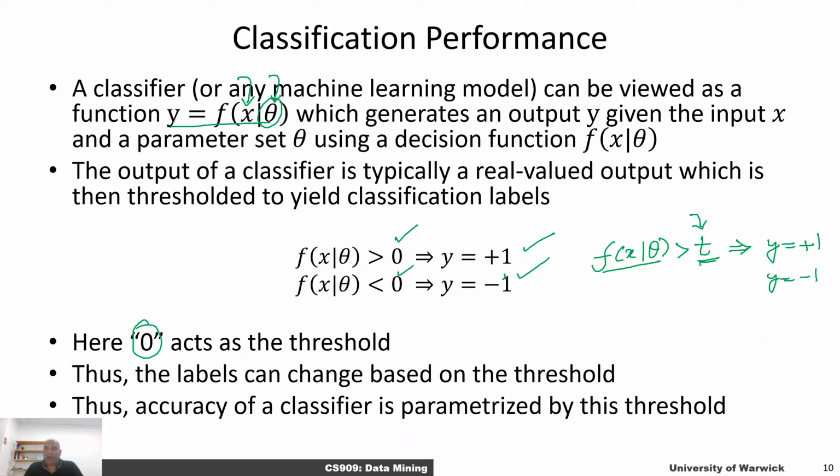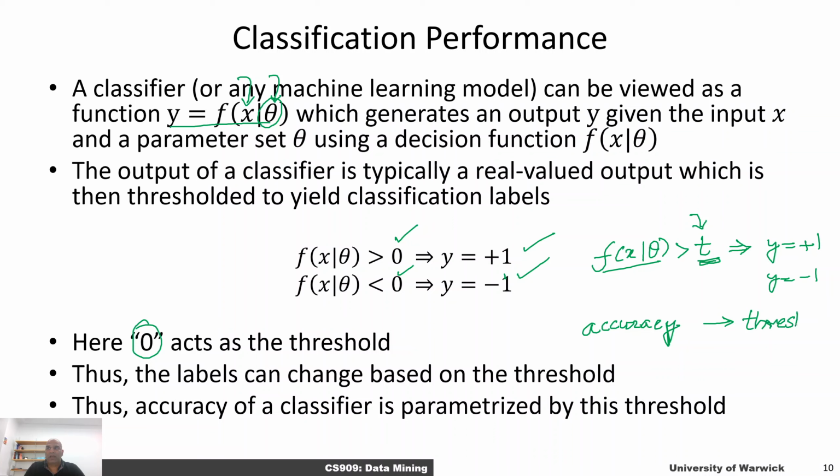I hope you are able to understand this concept, because accuracy is dependent upon the choice of threshold. Changing the threshold is going to change the number of true positive and false positive predictions. That means it's going to change the value of the accuracy. So the value of accuracy is a function of, or is dependent upon, this threshold value.